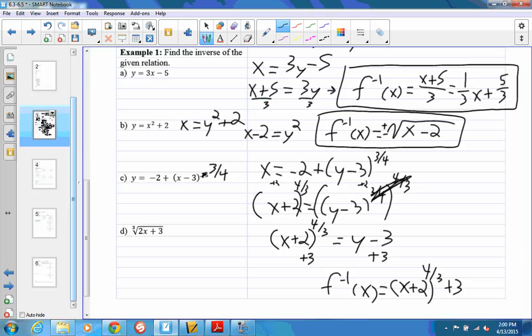That's the answer. I'd be okay if you change that to a radical. If you said the 3rd root of x plus 2 to the 4th, plus 3, that's okay. I didn't specify to do it as a radical or anything.